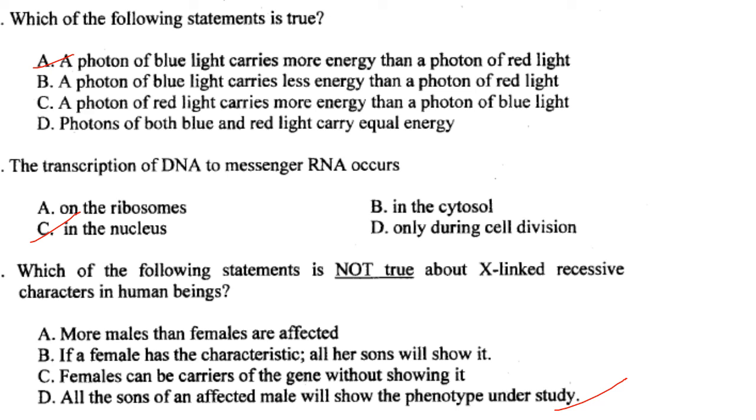So a photon of blue light carries more energy than a photon of red light. Answer A is correct. The transcription of DNA to messenger RNA occurs in the nucleus. Answer is option C.